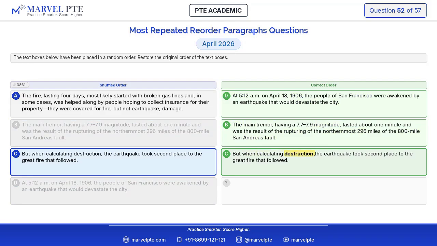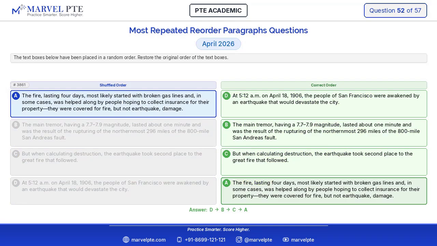But when calculating destruction, the earthquake took second place to the Great Fire that followed. The fire, lasting 4 days, most likely started with broken gas lines, and in some cases, was helped along by people hoping to collect insurance for their property. They were covered for fire, but not earthquake damage.